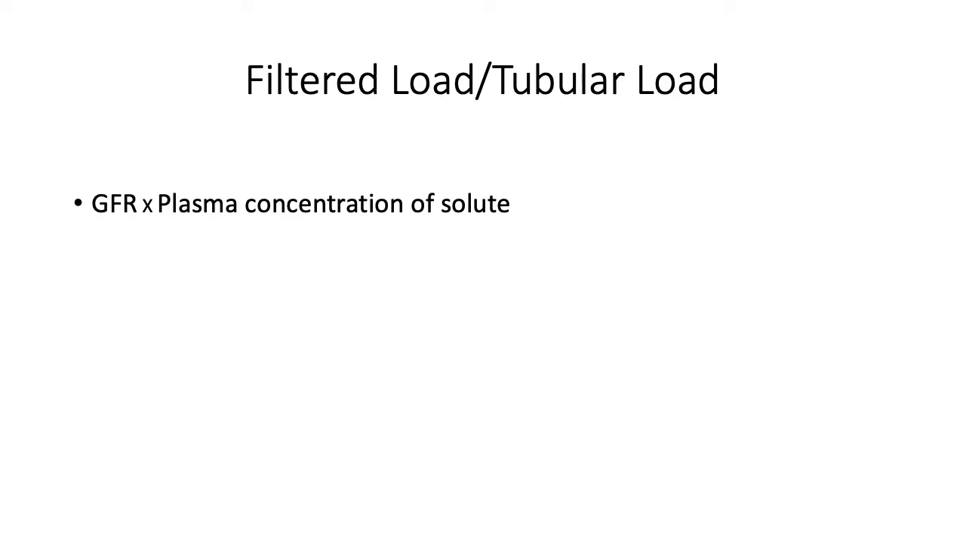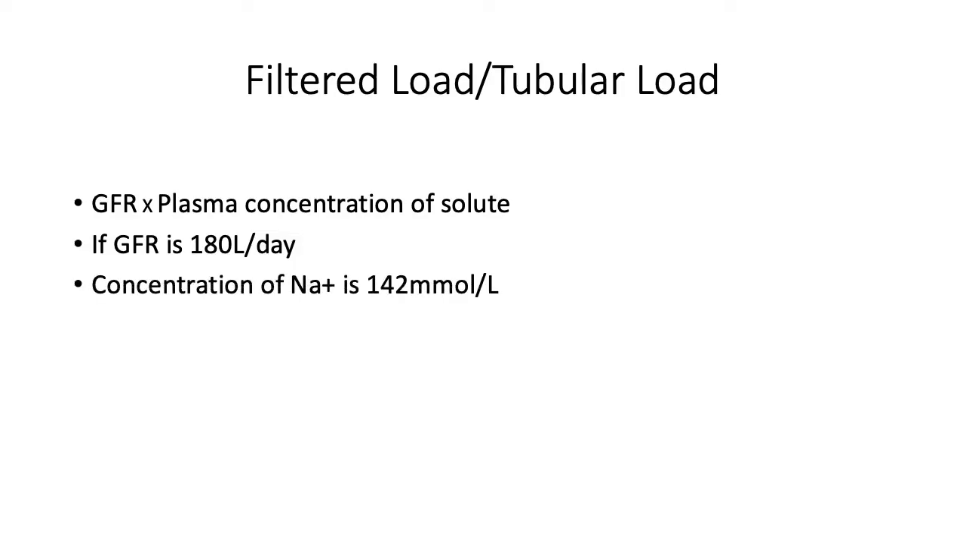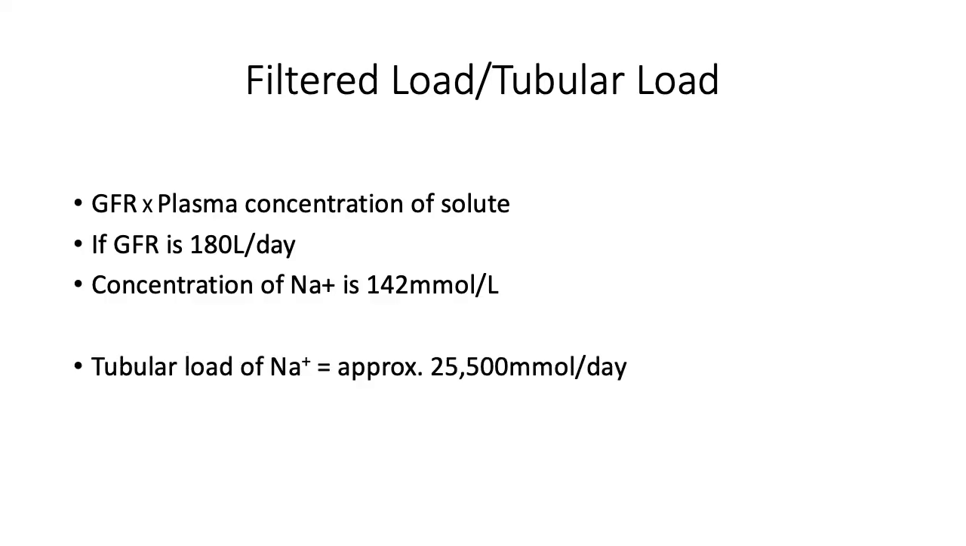The calculation of this filtered load, or tubular load, is GFR multiplied by the plasma concentration of that particular solute. Now if we take for example a GFR of 180 liters per day, the most common constituent of this filtrate is sodium. The concentration of sodium in the filtrate is the same as in the plasma, 142 millimoles per liter, because all the sodium is filtered through the membrane. Now the filtered load comes to approximately 25,500 millimoles per day. Just think about it.